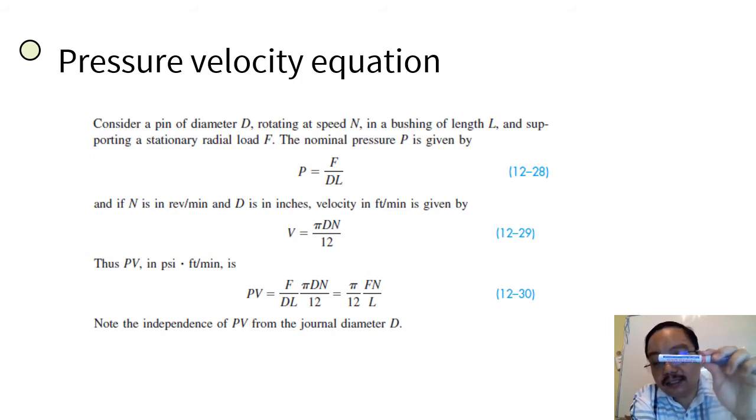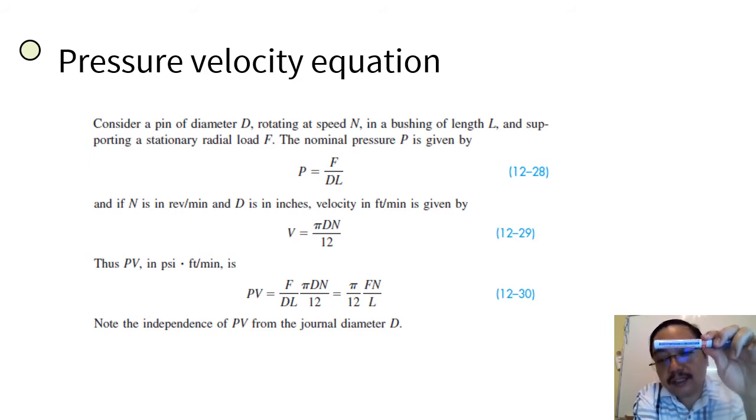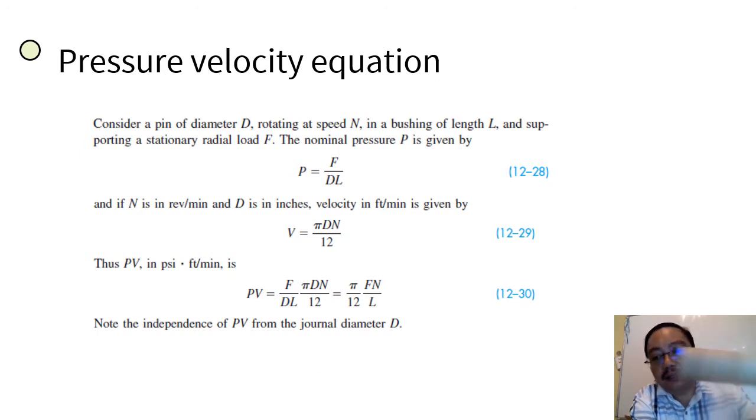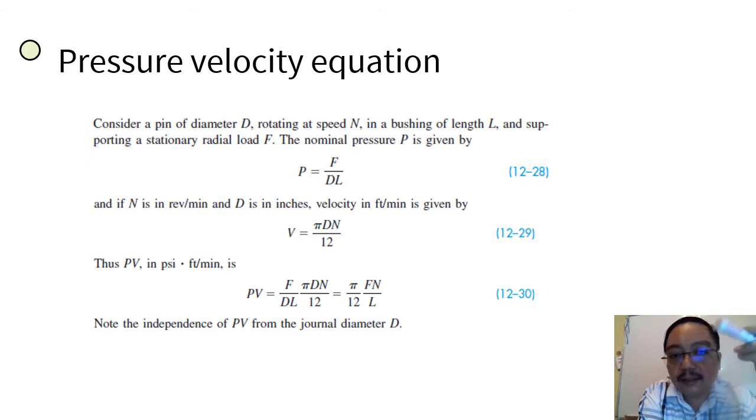The journal is like this. Consider this is a pin or this is a journal, rotating at speed n in the bushing of length l. Meaning that the length of the pin and the length of the bushing is the same length. The radial load is stationary and the pressure is given by this equation. If you remember, this equation is actually from the stress equation.